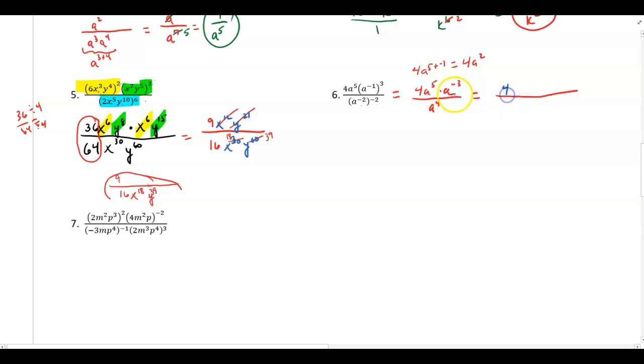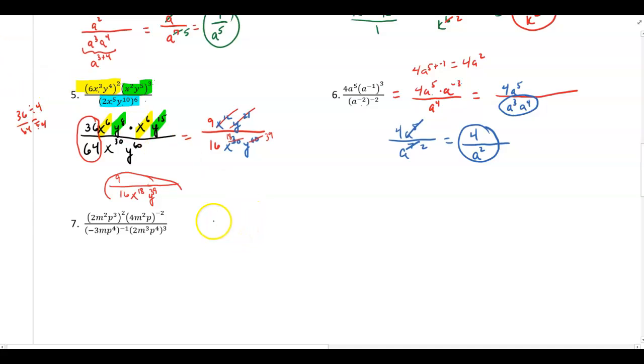4 is going to stay. A to the 5th is going to stay. A to negative 3 is going to go down. A to the 4th is going to stay. So that would give me 4a to the 5th over. When I combine these, I'm going to add the exponents, and it gives me a to the 7th power. Now, if I simplify my last step, it's going to be 4. Take 5 a's off the top. If I take 5 off the bottom, how many do I have left? 2. So 4a over a to the 2nd.